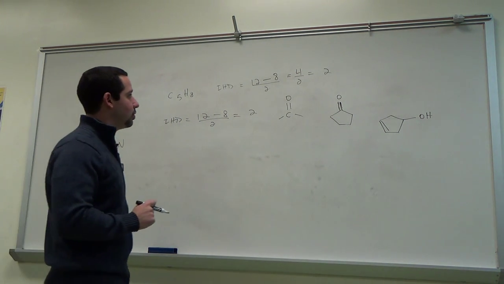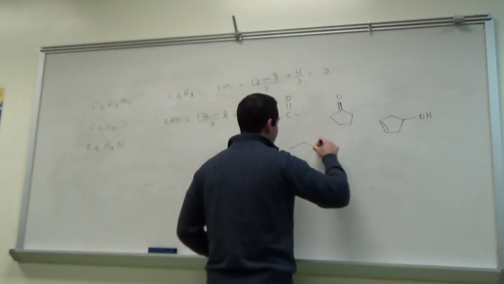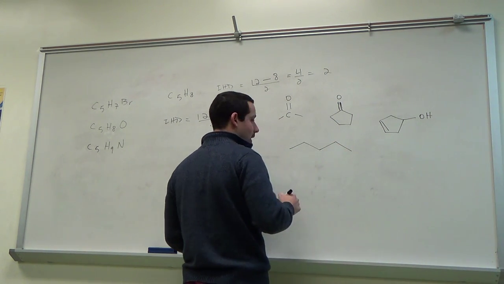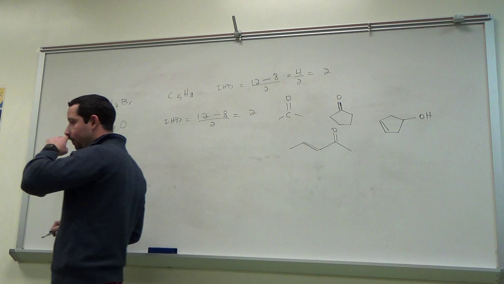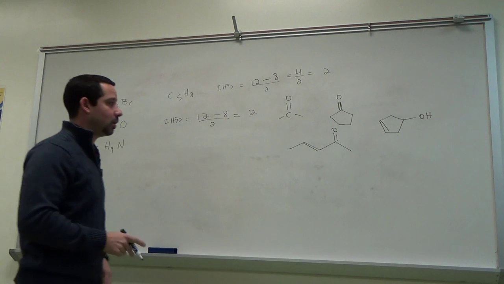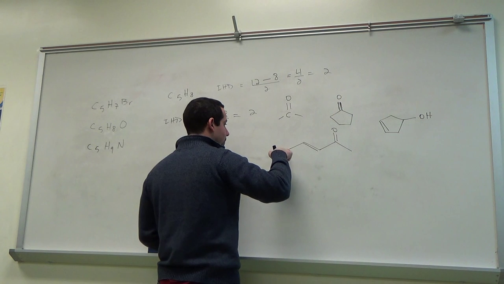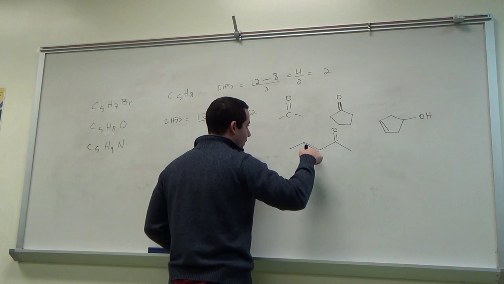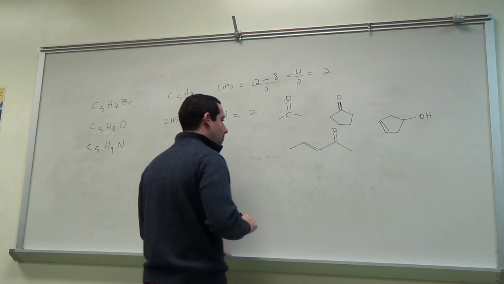That is another possible structure. How about this? 1, 2, 3, 4, 5. Can I do that? Can I do this? Does that fulfill the requirement? Yes. Okay, that fulfills the requirement. Double bond there, double bond here, but you can count. How many hydrogens are here? Three. 1, 2, 3. Here? One. So 3, 4, 5. None. 6, 7, 8. Very nice.